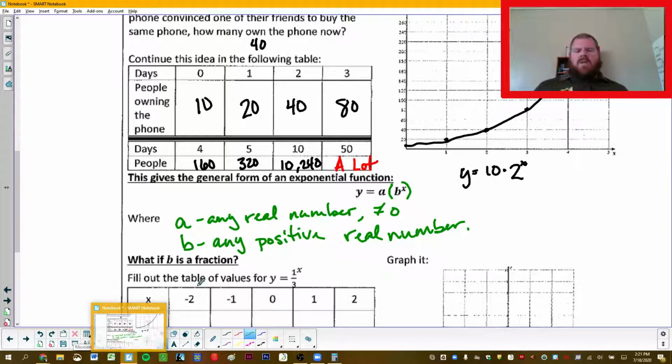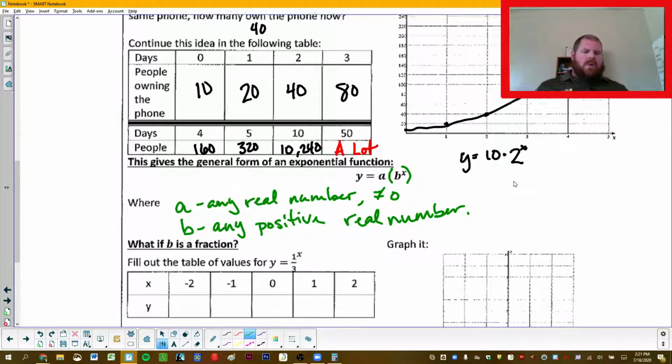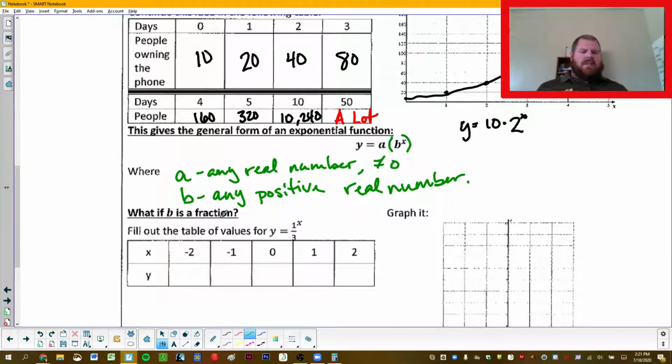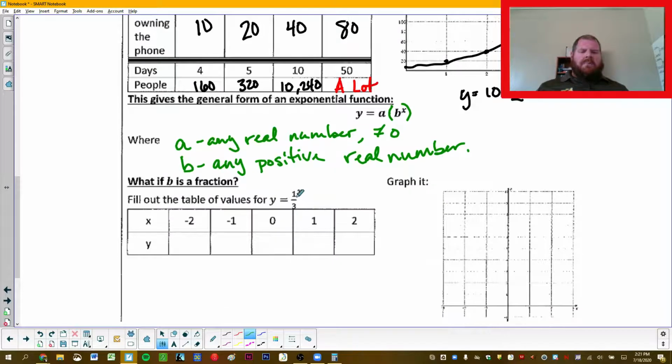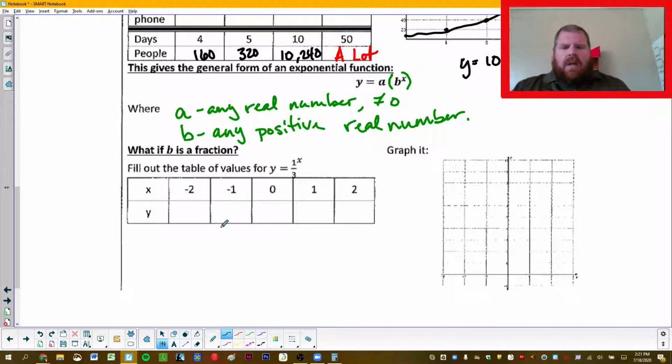Okay? So what we looked at here is we had b at 2. Well, what happens if b is a fraction? Let's fill out this table of values. Notice here I have a at 0, but b is a fraction. It's 1/3. So let's try to figure out what happens there. Let's start at 0, work positive, then work back to negative. 1/3 to the 0 power is always going to be 1.